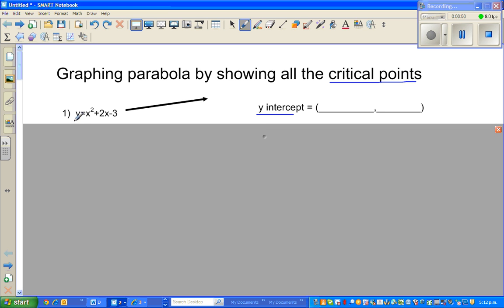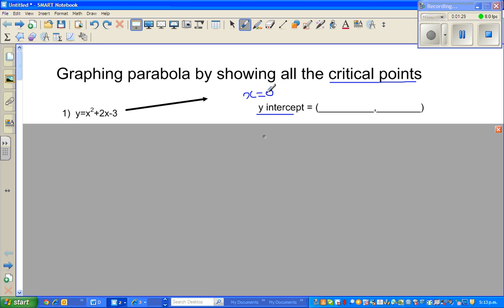Start with y is equal to x squared plus 2x minus 3. I call this the y-intercept form. What's the y-intercept? The y-intercept is when x is equal to 0. That means the point where the graph hits the y-axis. I'll explain that in a graph later. So to find the y-intercept, I have to set x is equal to 0.